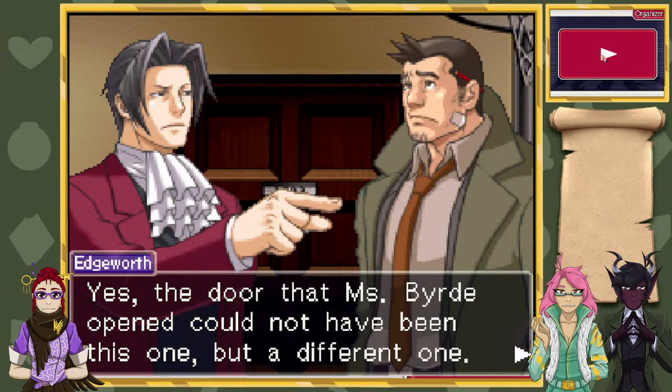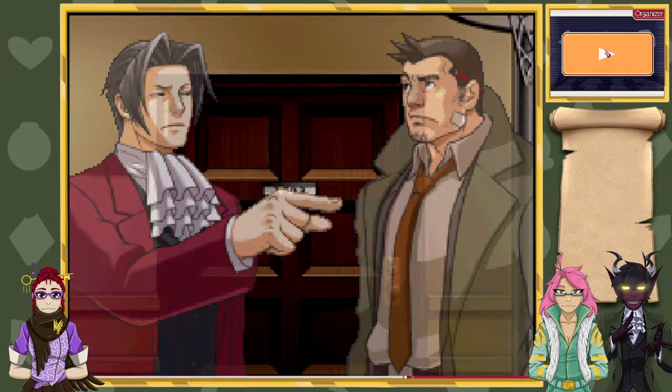Dylan, our door is weird. If you continue to turn the key after unlocking, it actually opens the door. I don't know why. I've never experienced a door like this, but it does do that, and it's weird. That's hilarious. Yes, the door that Miss Bird opened could not have been this one, but a different one altogether.